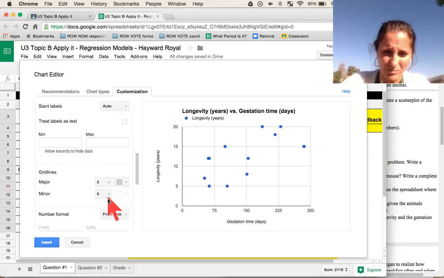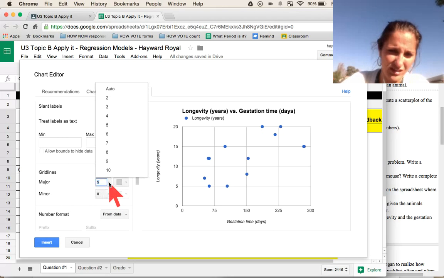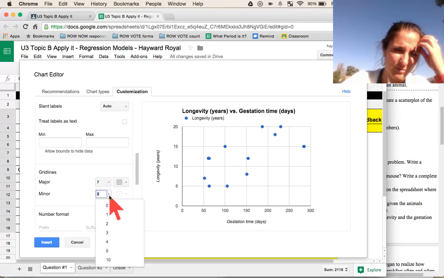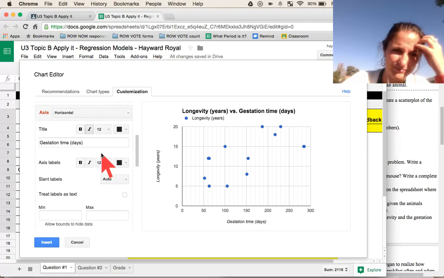I'm going to change my grid lines because 75 and 150 is really far away from me. So maybe let's just see what 50 looks like. 50 looks good, 50, 100, 150, 200. Maybe I'll put some minor grid lines in between so that it's 10, 20, 30, 40, 50, 60, 70, 80, 90, 100. I'm going to do the same thing for my y-axis.